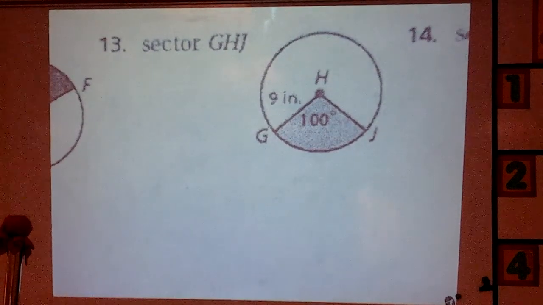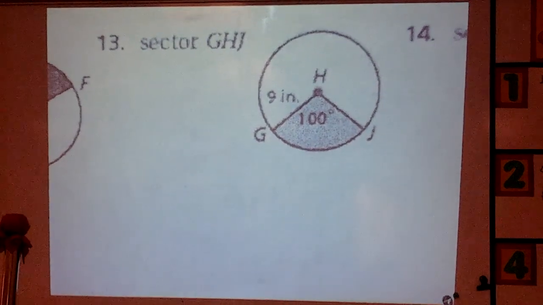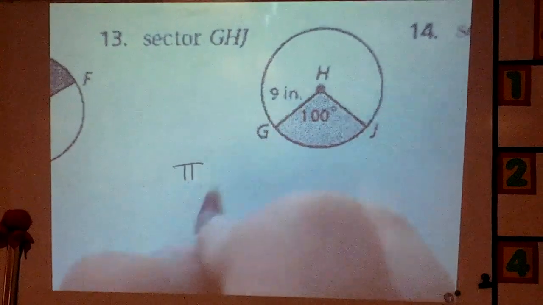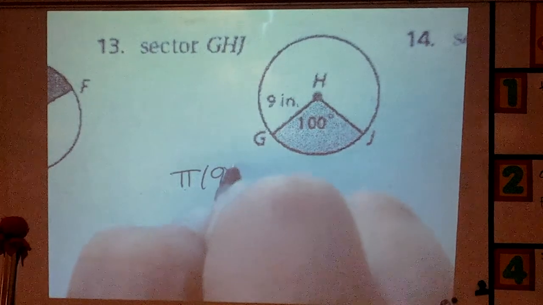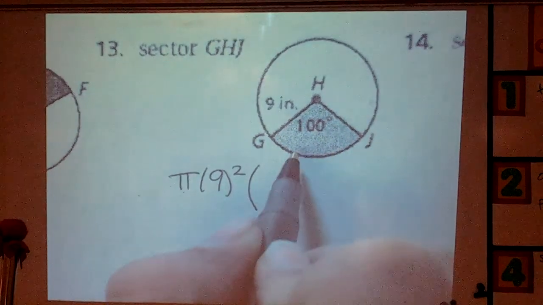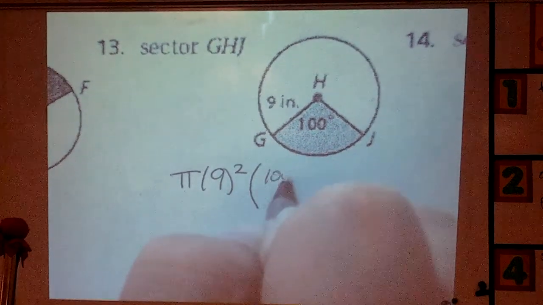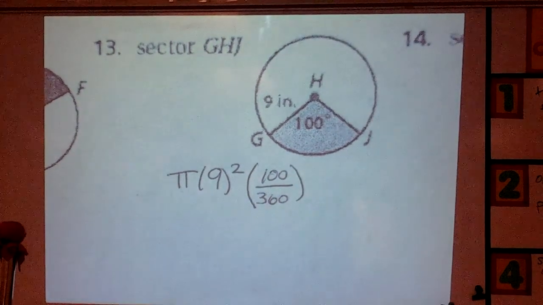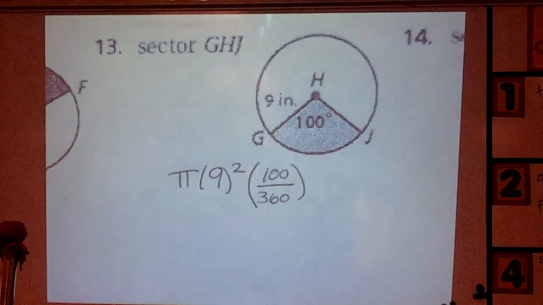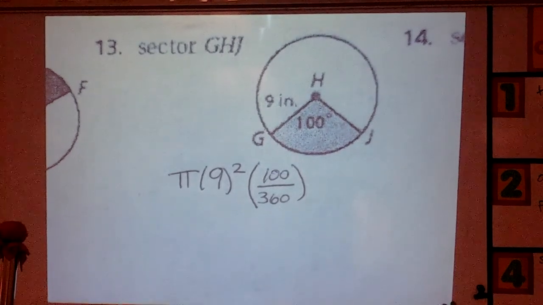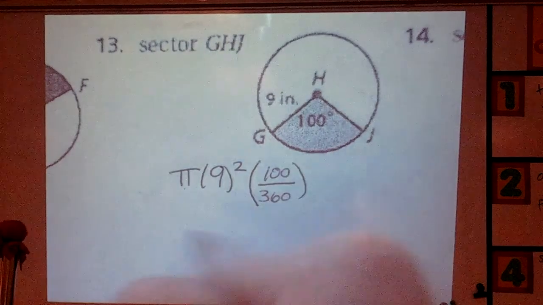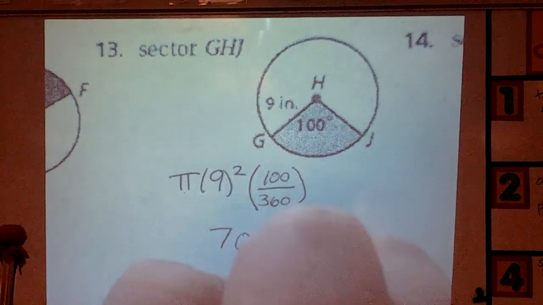Next sector, same exact idea. Pi r squared. Pi, what's my radius? 9. What section of my circle do I care about? 100 out of 360. And then I'm going to, once again, type that into my calculator. And I get 70.7.